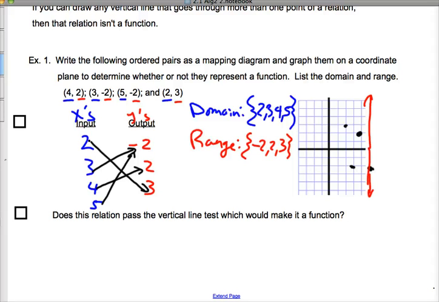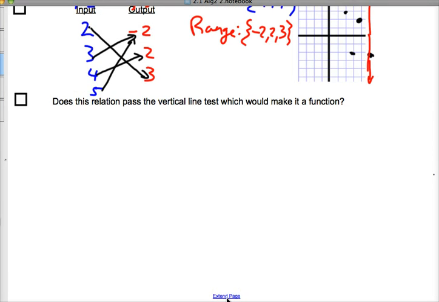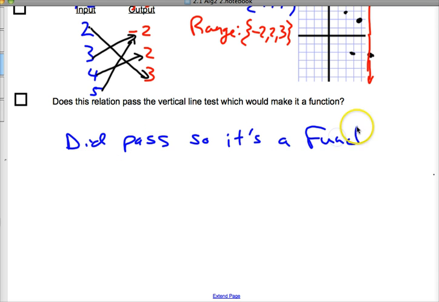Okay, does the relation pass the vertical line test, which would make it a function? That's what I'm discussing already up above. It did pass. So it's a function. Again, no vertical line hit more than one point. I was only able to hit one point at a time.